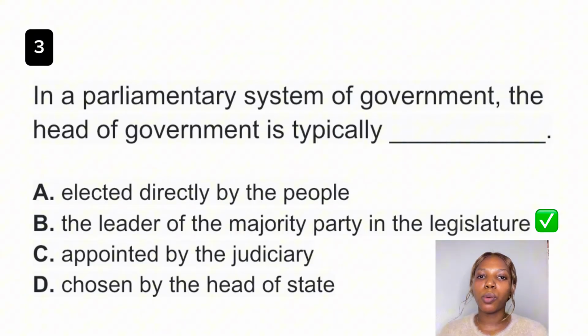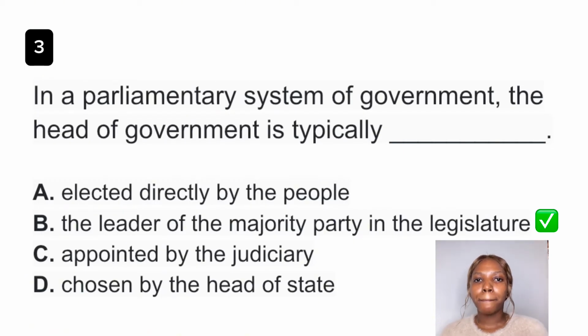Now, you are familiar with some political parties. Let's use PDP, APC, and Labour Party, and let's use some hypothetical figures. Let's say, for example, people voted for 20 people in PDP, 5 people in APC, 2 people in Labour Party. Who automatically becomes the majority party? PDP, because PDP have won the majority seats.